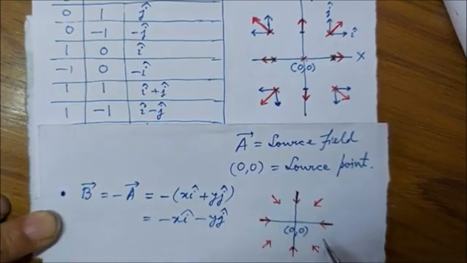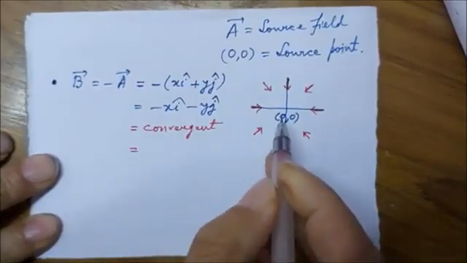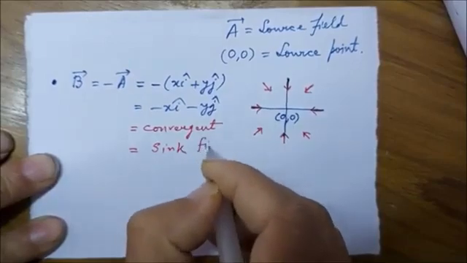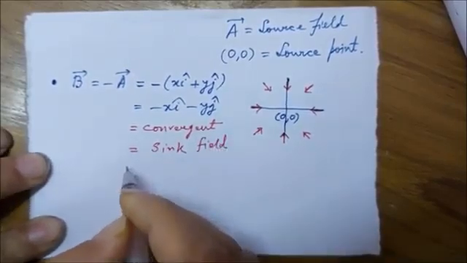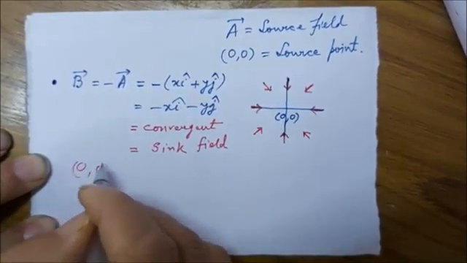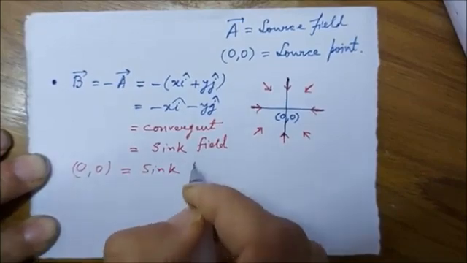In other words, now the vector B is converging to the origin. So vector B will be a convergent field. This type of field is called sink field, and in this case this origin is a sink point.